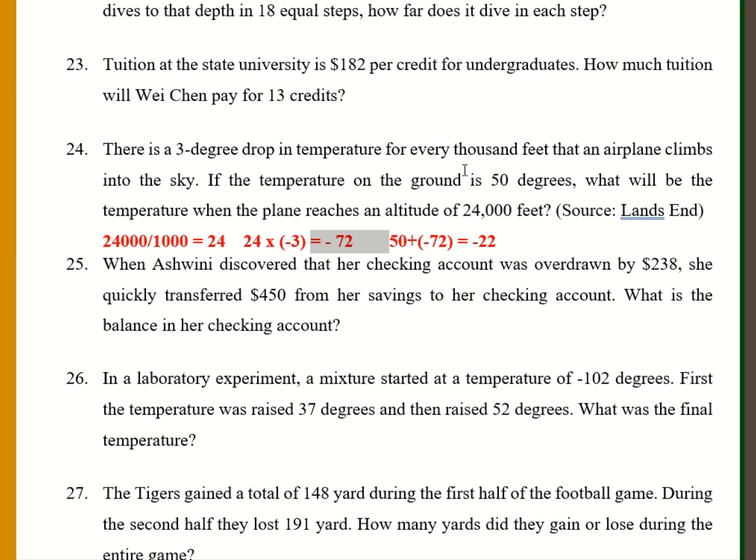Then the ground temperature is 50. You just take 50 plus -72. You will get -22. Why 50? Because it started off at 50 degrees Celsius. All right.